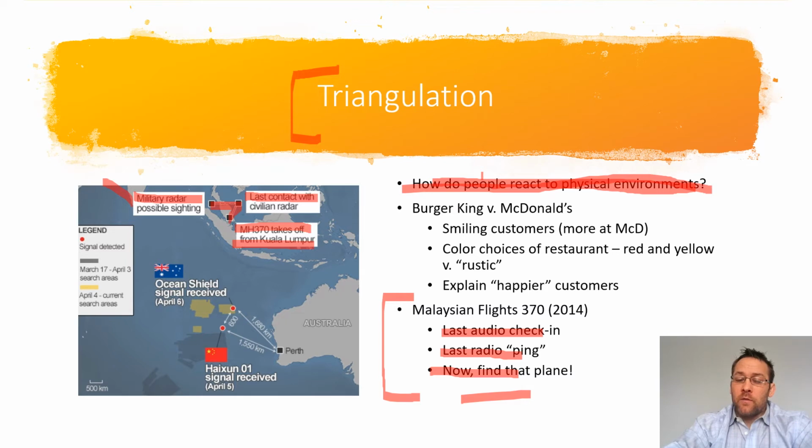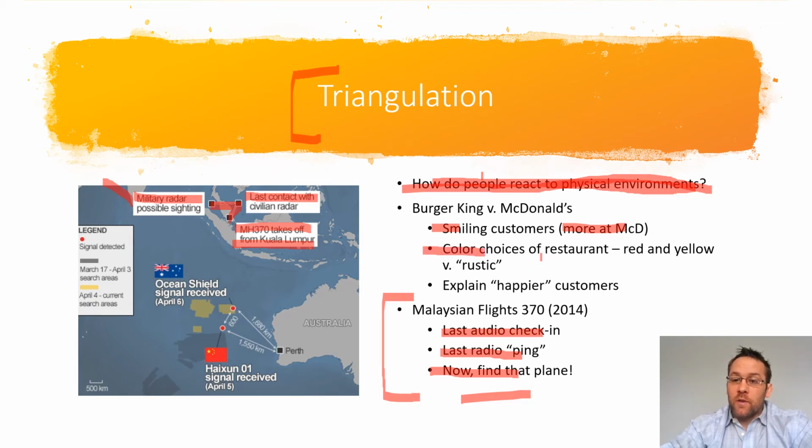So they take Burger King versus McDonald's. And they say, okay, we're going to go in and we're going to see how often people are in a good mood, right? We can count that. How many people walk into McDonald's smiling versus how many people walk into Burger King smiling. We can count the amount of people smiling. Happens to be that more people are smiling at McDonald's than at Burger King.